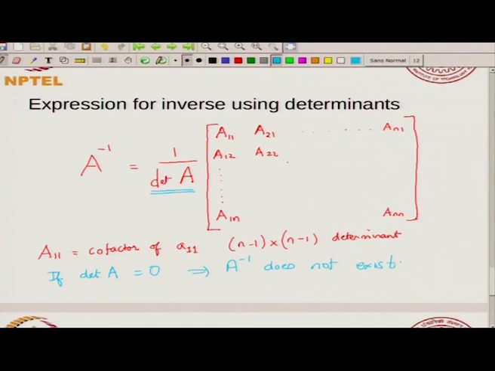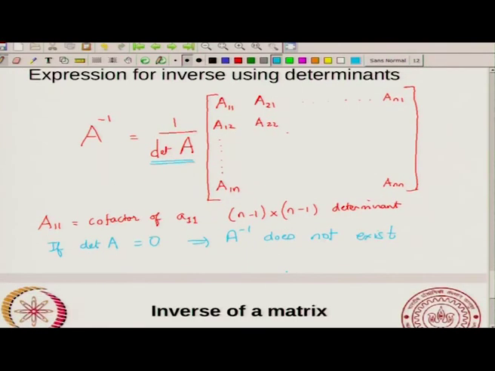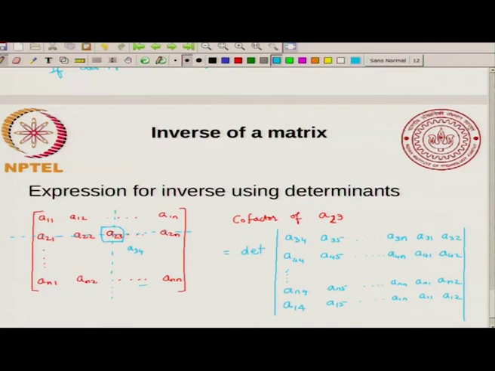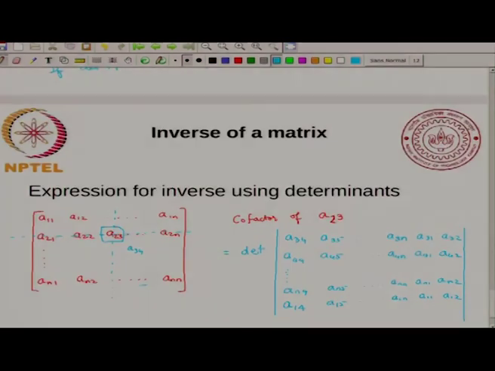Again a very powerful result. If the determinant is 0, then the inverse does not exist. And this is actually a very useful property of matrices, that you can immediately tell whether you can invert a matrix or not by looking at the determinant.